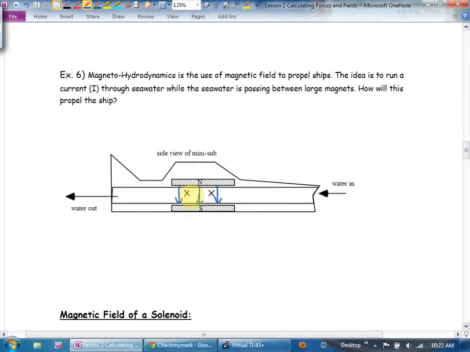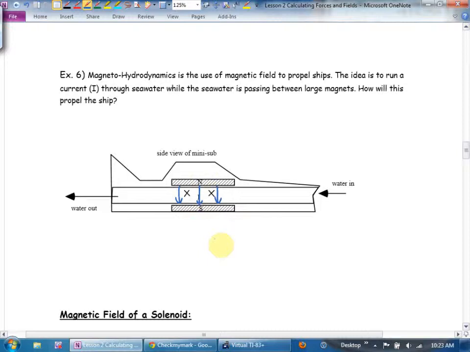Now, what's the current traveling through? What are the charged particles? Water. Which way is the current going? Point your thumb into the page. Which way is the magnetic field? Extend your fingers in the direction of the magnetic field. Current into the page. Which way is the magnetic field? Downwards, point your fingers down your paper.